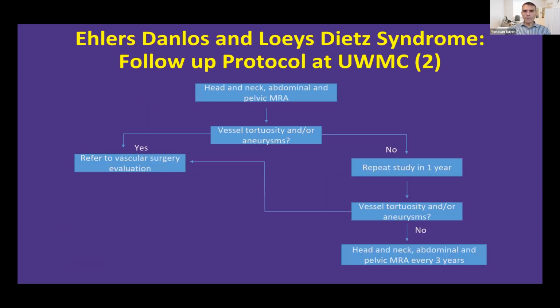And then, as I mentioned before, we don't only screen the aorta, we screen other blood vessels or other vascular beds as well. And for those, we usually use MRAs or CTs. If there is evidence of any vessel tortuosity or aneurysm, we would refer them to the vascular surgeons. If not, we would repeat that study in 1 year. If there is still no evidence of tortuosity or aneurysm, we would repeat those studies about every 3 years.